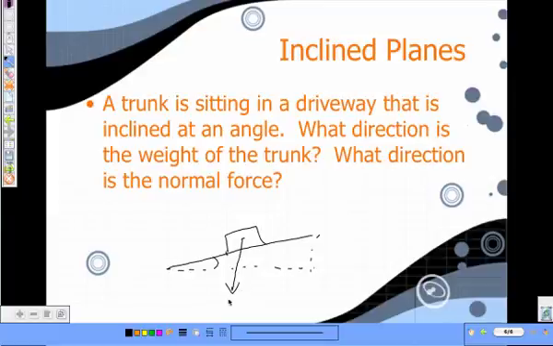What direction is the normal force? Straight up? It's perpendicular to the surface now. It's always perpendicular to the surface. But when we're on an incline, it's not opposite the weight anymore. It's not straight up. So we're going to have to look at some of our problems here, okay?